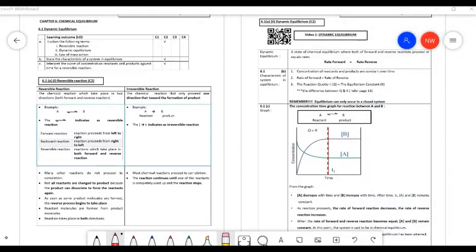And then, you have to state the characteristic of a system in equilibrium and also interpret the curve of concentration reactants and product against time for a reversible reaction.